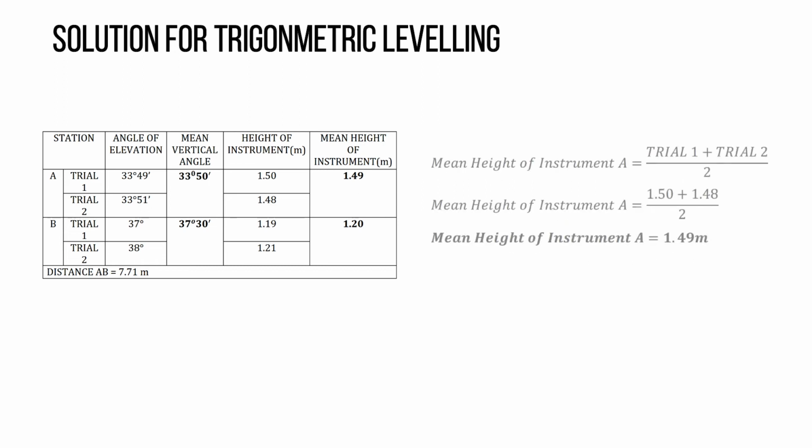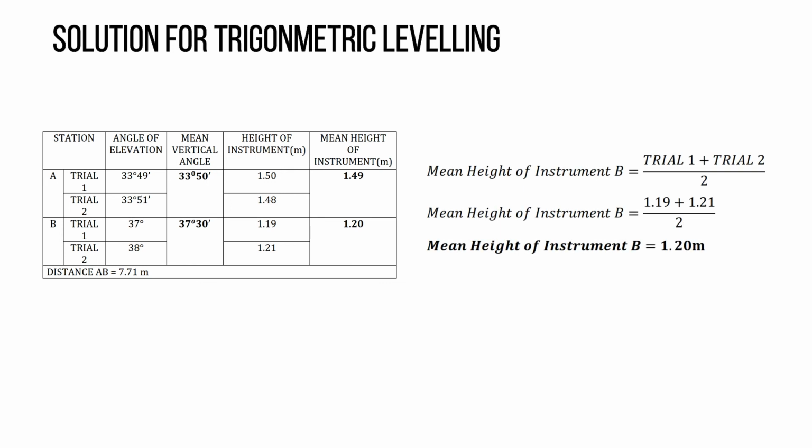For the height of the instrument A, same as the previous solution, we just have to get the average of 2 trials. By substituting the obtained data, mean height of instrument A is equal to 1.50 plus 1.48 over 2. That yields the answer 1.49 meter. Same as the other solutions, we just have to get the average of 2 trials to get the mean height of the instrument B. By substituting the obtained data, mean height of instrument B is equal to 1.19 plus 1.21 over 2. That yields the answer 1.20 meter.